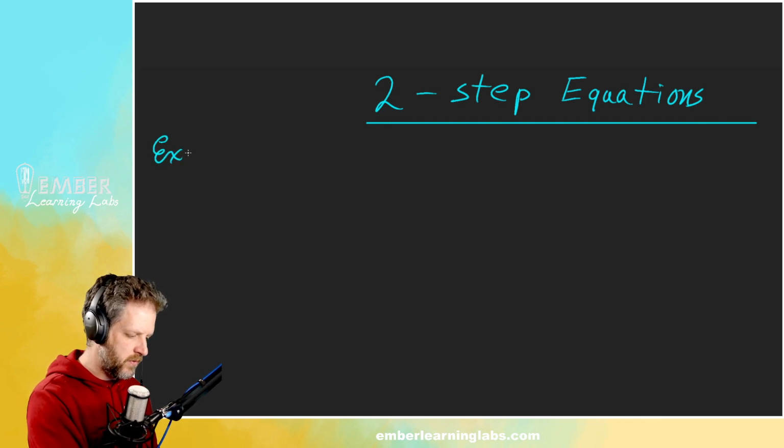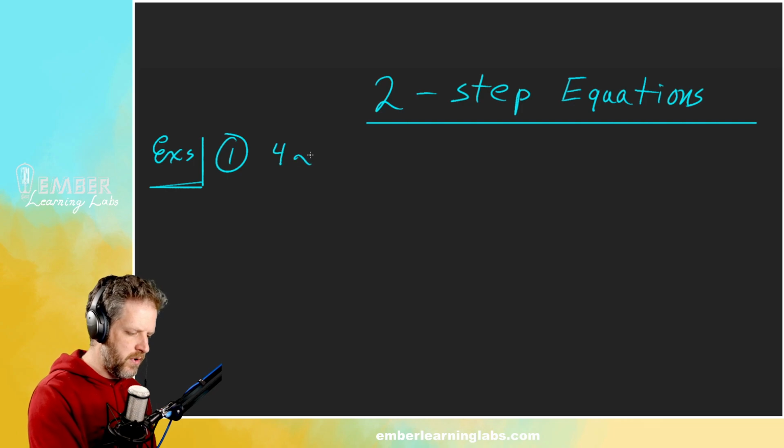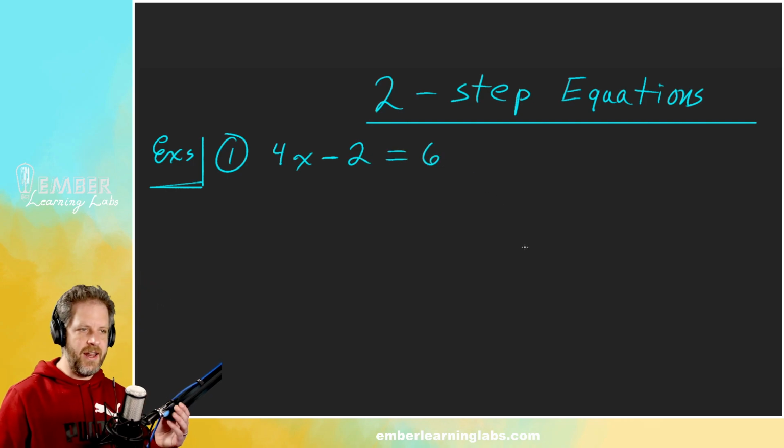Examples. Number 1. Let's do 4x minus 2 equals 6. Okay, so we added another piece.